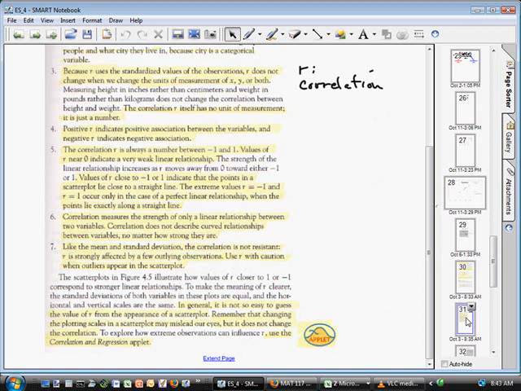In general, even though I did it the other day in class, R is not so easy to guess just by appearance. Remember, I did some eyeballing and I said, yeah, this is pretty good. It's about a 0.6. Yeah, generally speaking, it's pretty hard to do that. I like that. This is going to be part of your assignment, but please note this. To explore how extreme observations can influence R, use the correlation and regression applet.